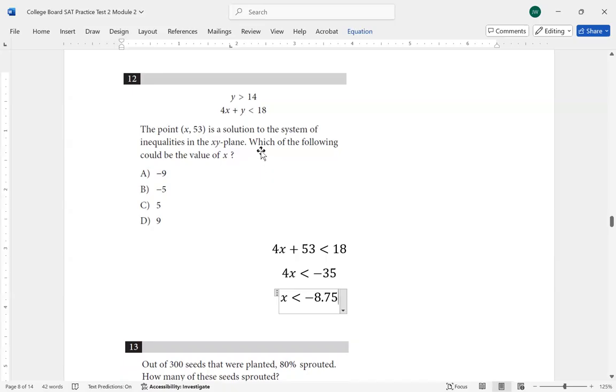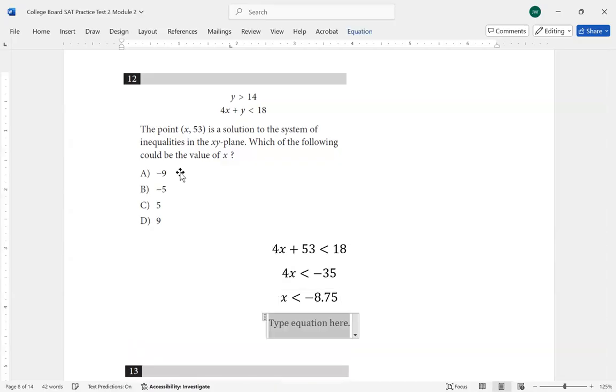So when we're asked which of the following could be the value of x, I know that my x values have to be less than negative 8.75 if the y value is 53. So the only option that we have there is A, which is negative 9. So A is the final answer to question 12. That's the only option which is less than negative 8.75.